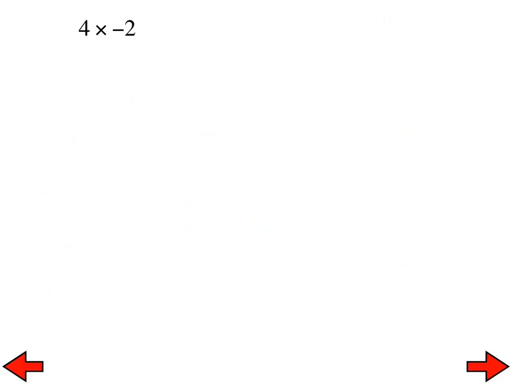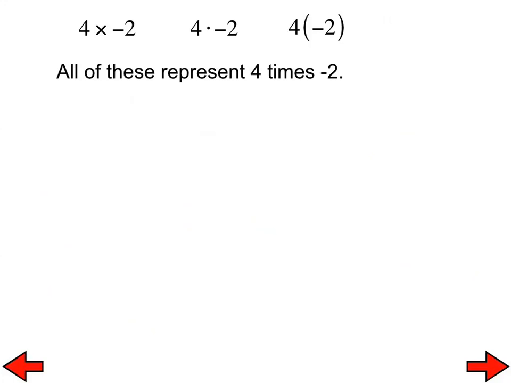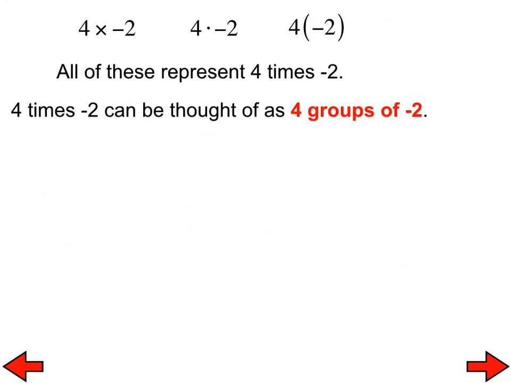So here we have 4 times negative 2. Here's another way of writing 4 times negative 2. Here's a third way of writing 4 times negative 2. All of these represent 4 times negative 2. 4 times negative 2 can be thought of as 4 groups of negative 2. In other words, 4 groups of 2 negatives.